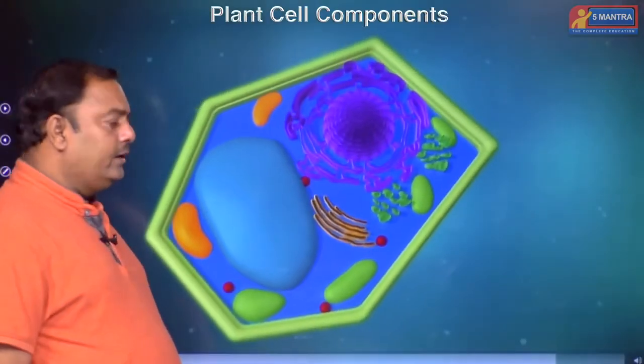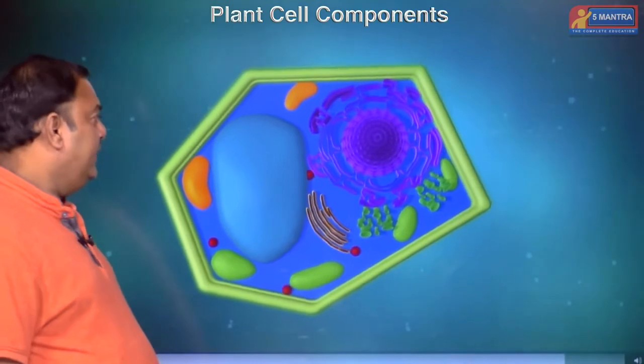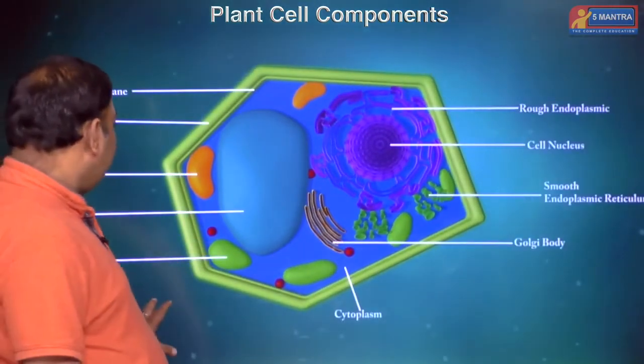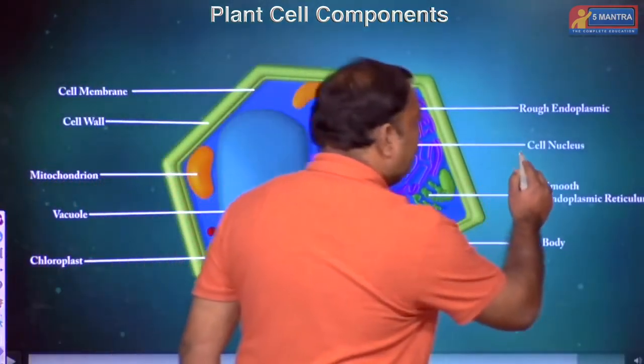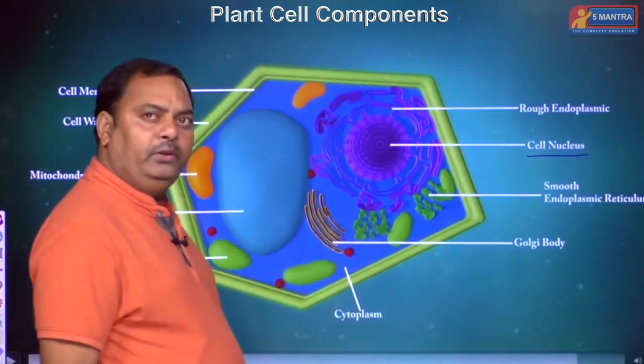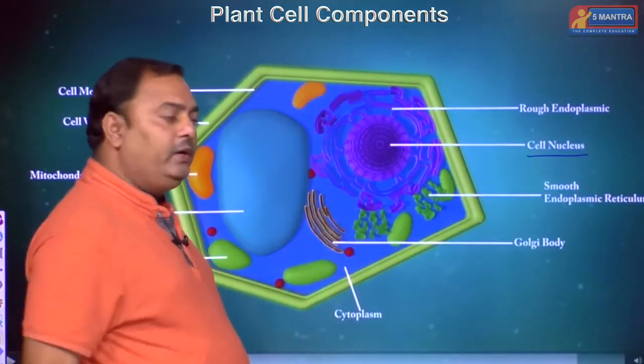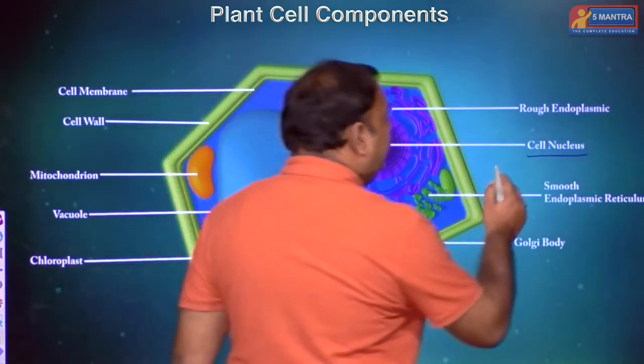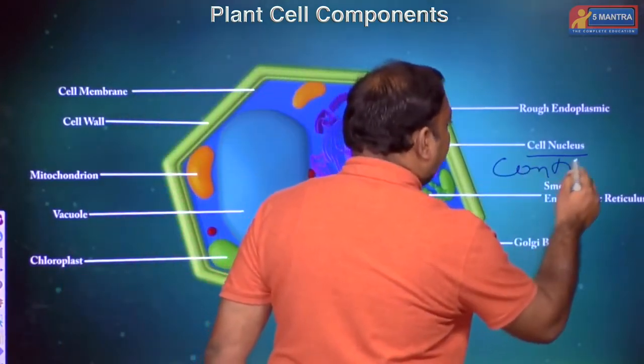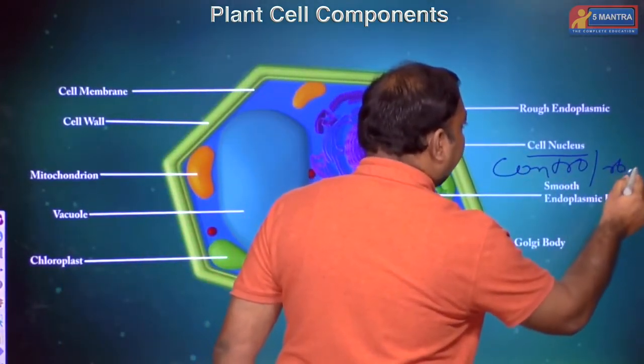Now let us come to the different parts of the cell. So now we'll see all the parts. We discussed the cell nucleus, which plays a very important role in the plant cell. So what is the function of the cell nucleus? I told you already, it is also called the control room of the cell.